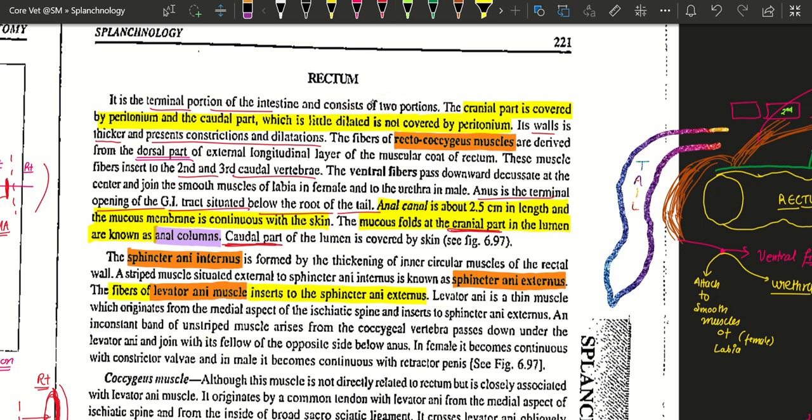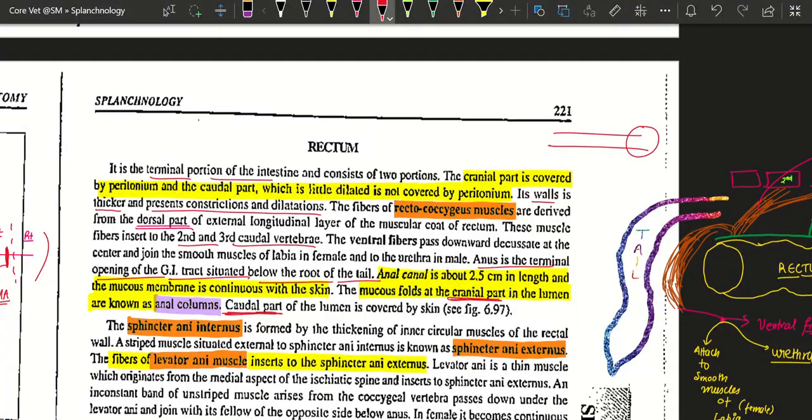The cranial part and the caudal part. Cranial part, obviously, the end of the rectum. If this is the rectum, the end of the rectum which is facing towards the cranium or the head is the cranial part, right? And the end which is getting out, or backward, is your caudal part of the rectum. Done. No confusion over here. This is the caudal part. This is the cranial part, right?